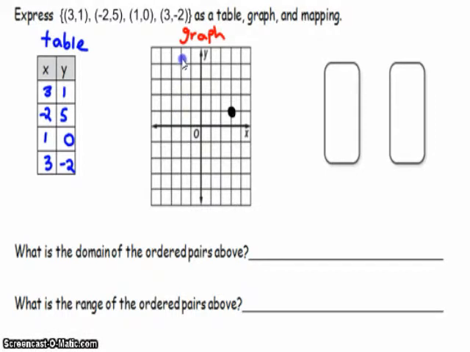1, 2, 3, 4, 5. Then 1, 0. So 1 means I'm going to move right 1 unit, and then 0 means I'm not going to move up and down at all. I'm going to stay right at that axis. And then the last coordinate is 3, negative 2. So I'm going to move right 3, down 2. And there's your graph.